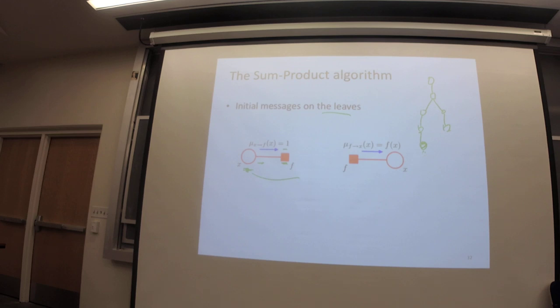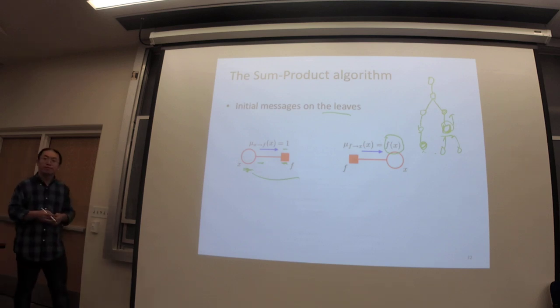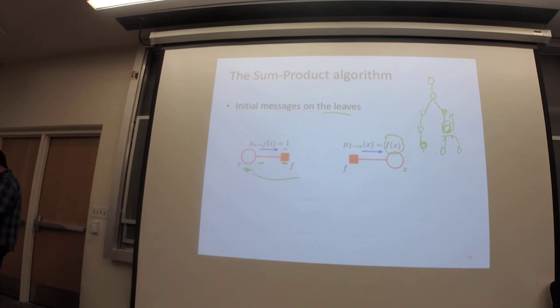Similarly, if your leaf node is a factor node, you want to compute the message from your factor node to its parent node, which is a variable. Again, there are no other variables which send messages to this factor node, because this is already a leaf node. Then you just use the factor itself. You don't need to multiply any incoming message. And with these initial conditions, we can do something.